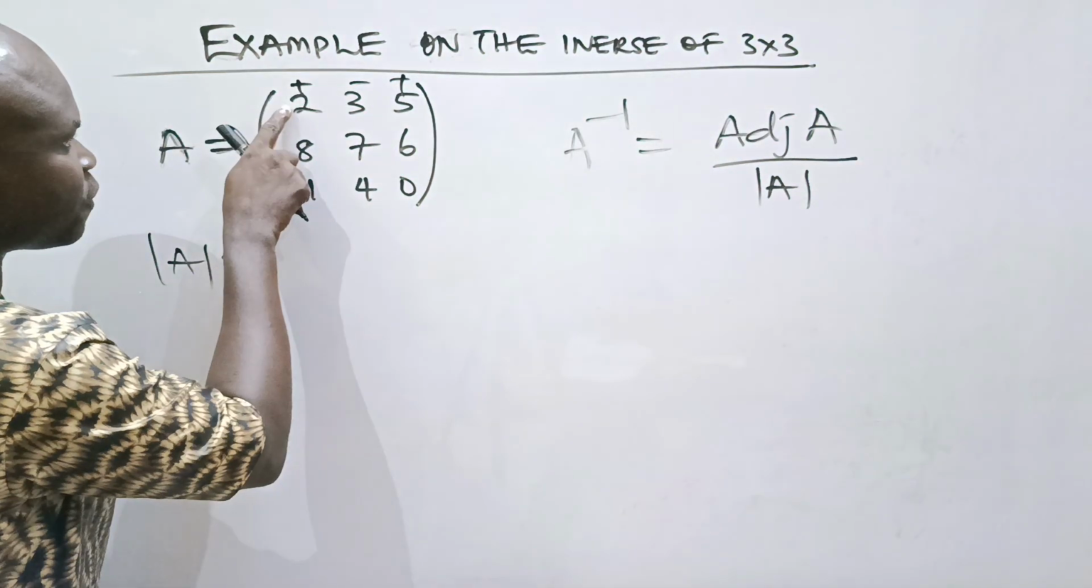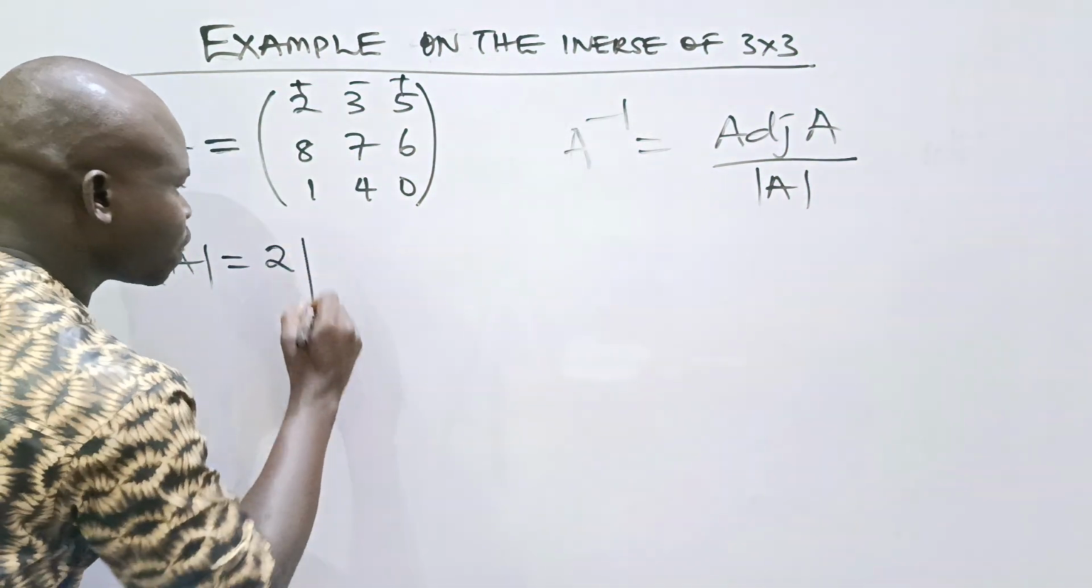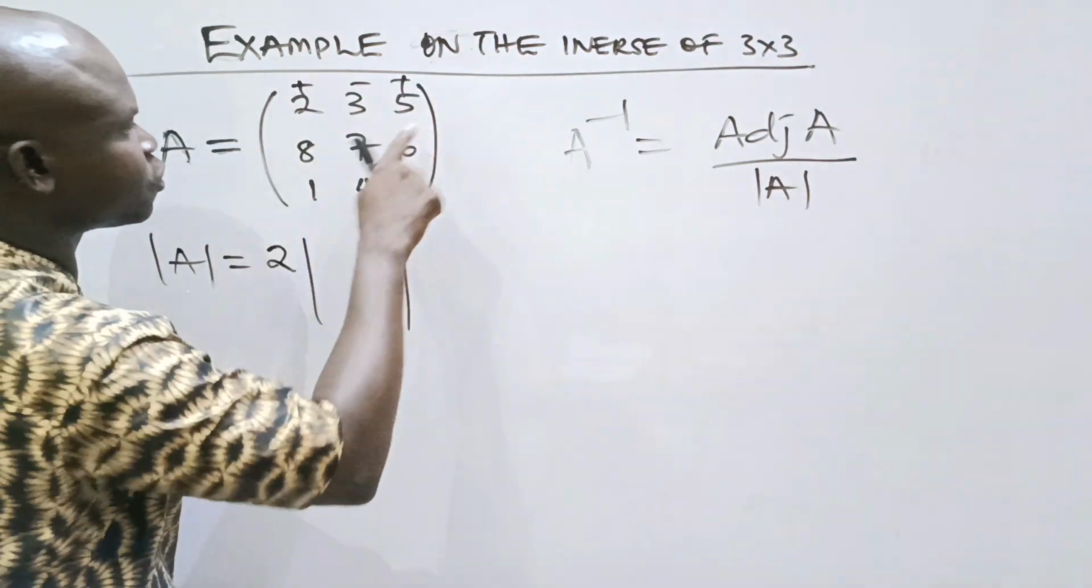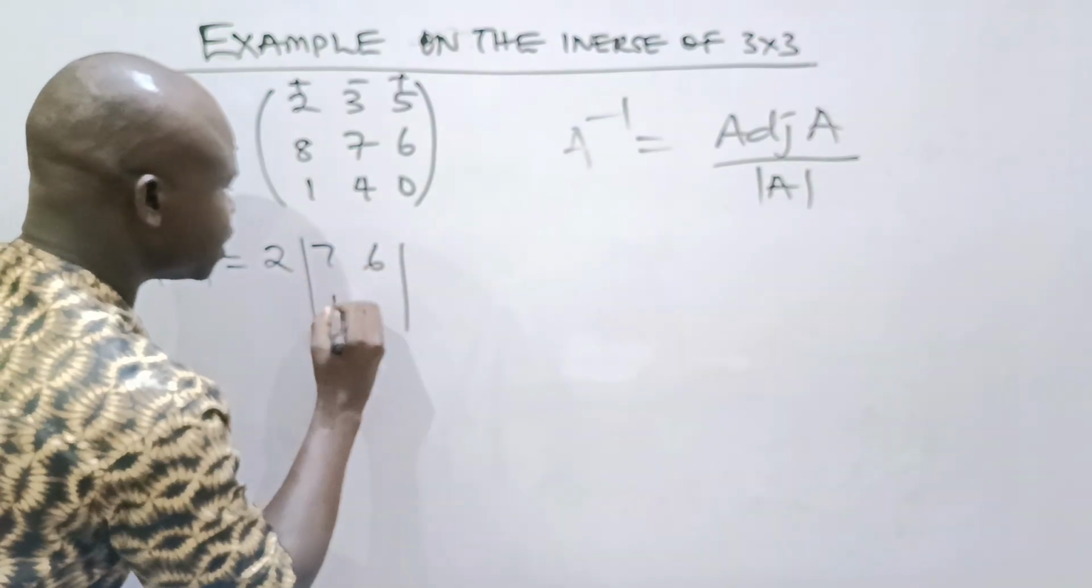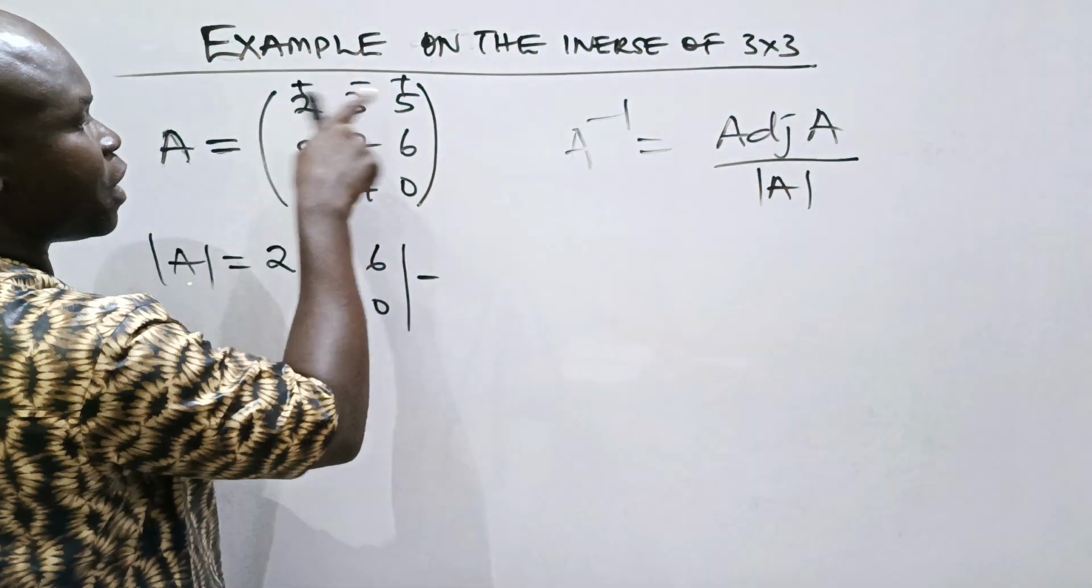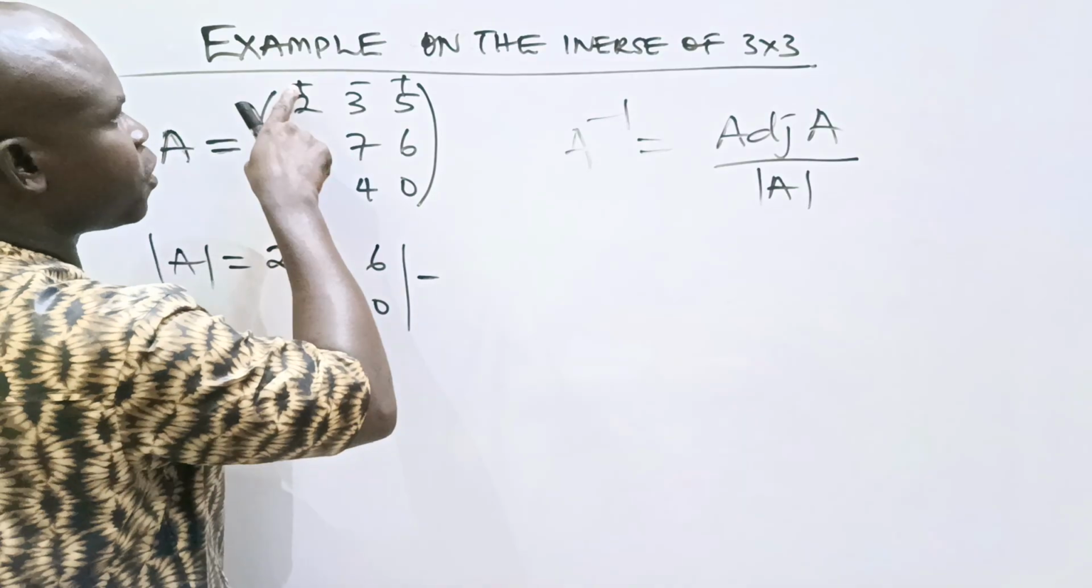So if I use this method, I'll pick the first one here. This is 2. Then I will write out the leftover. If I pick this 2 in first column and first row, I will write out the leftover: 7, 6, 4, 0. I'll go to the second one. This is minus. I will introduce this sign before I find the determinant along the first row, plus, minus, plus.